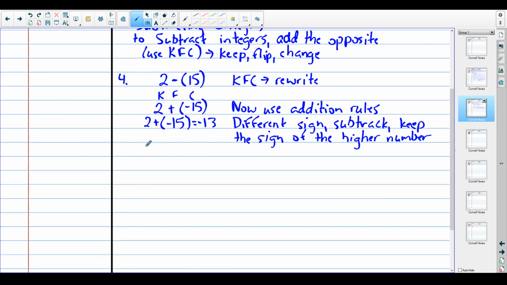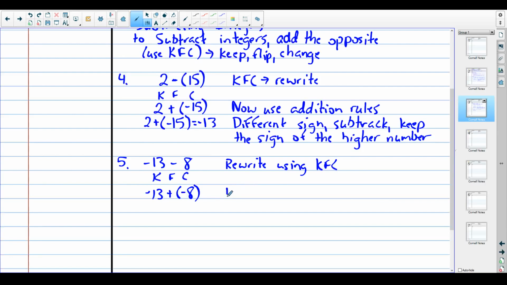All right, one more example that I'm going to do. So number 5, negative 13 minus 8. So first thing we do is we rewrite using KFC. So we're going to keep our first number. So negative 13 gets to stay negative 13. We're going to flip the sign of our problem. So minus sign becomes a plus. And then we're going to change the sign of our second number. So positive 8 is going to become negative 8.